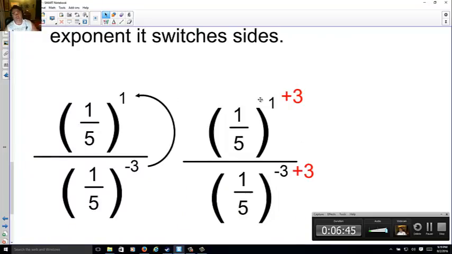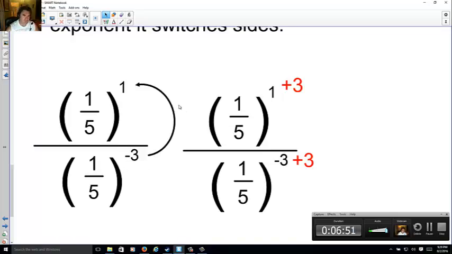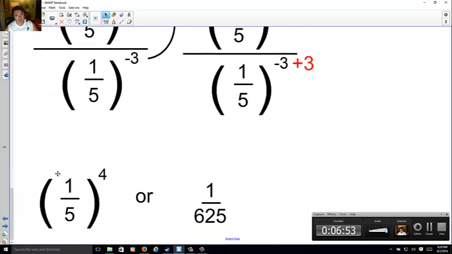So you're going to add 3 more to your 1. And you're going to get 1/5 to the 4th power. And why again? Because instead of negative 3, it goes up and becomes positive 3. So 1/5 to the 4th, or 1/5 times 1/5 times 1/5 times 1/5, which is 1 over 625.